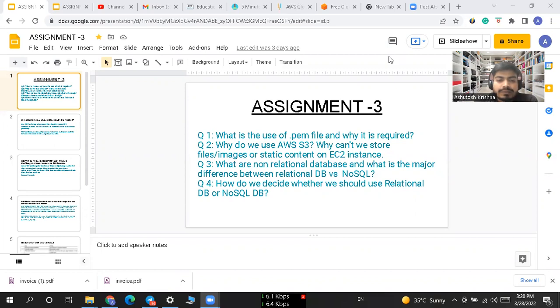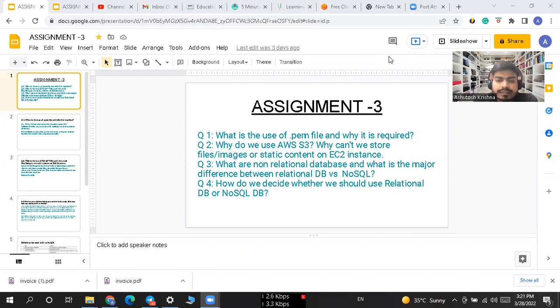So the first question is what is the use of .pem file and why it is required? So PEM stands for Privacy Enhanced Mail. So as the name suggests, it has something to do with privacy. PEM files are used to basically generate SSL certificates and their associated private keys.